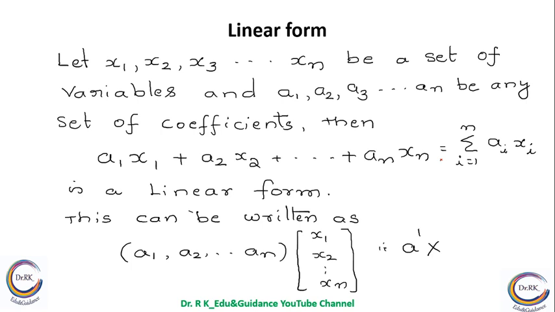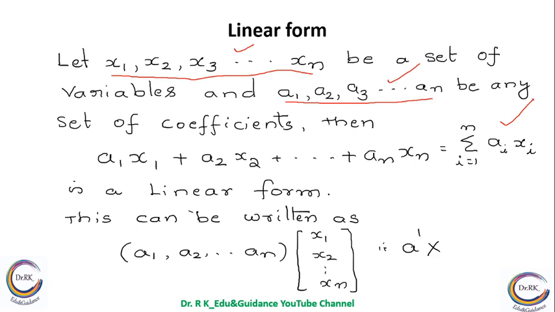Linear form is a regular thing we use. Suppose we have variables x1, x2, x3, and so on up to xn, n variables, and correspondingly n constants a1, a2, a3, and so on up to an. If we write their linear combination, it is a1 x1 plus a2 x2 plus so on an xn, which we can represent as summation i equal to 1 to n of ai xi.